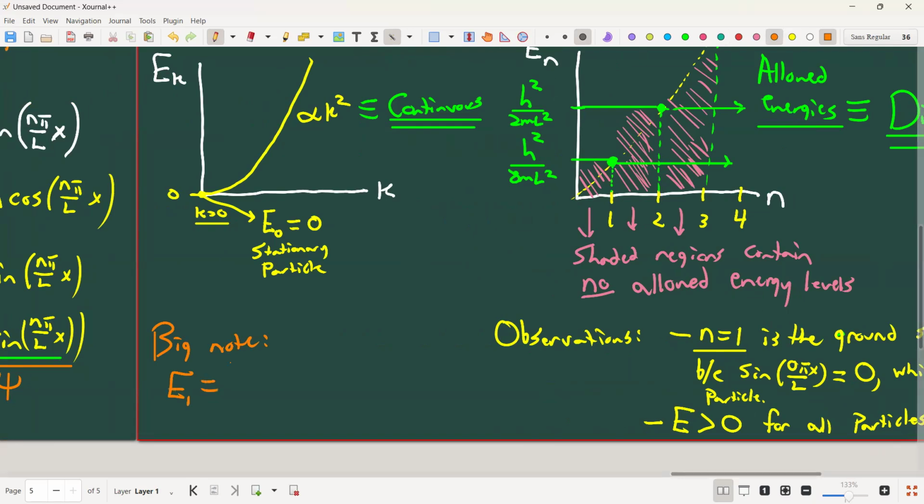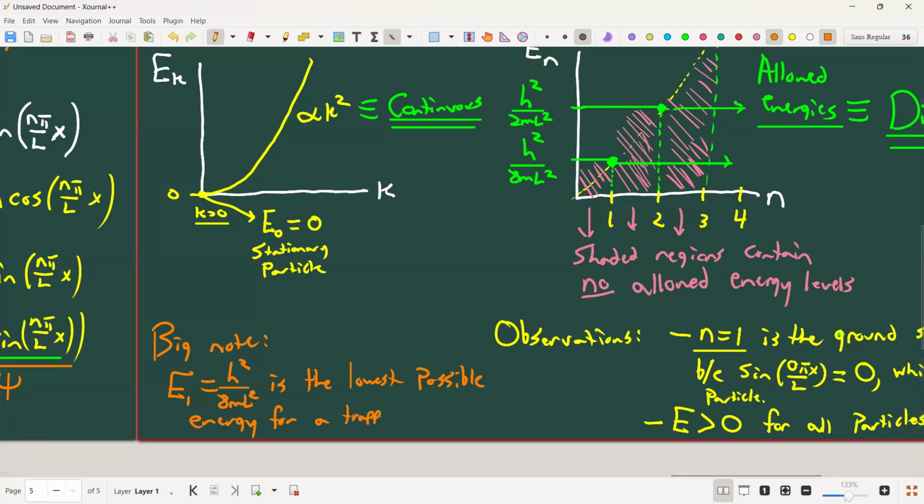E1, h squared over 8mL squared, is the lowest possible energy for a trapped particle, which means that energy equals 0 is impossible. Right? We can never remove all the energy.